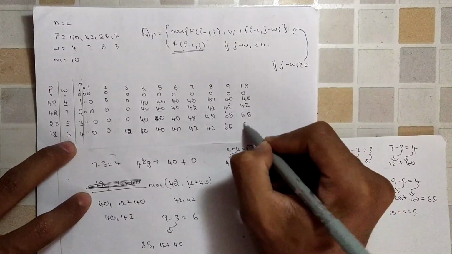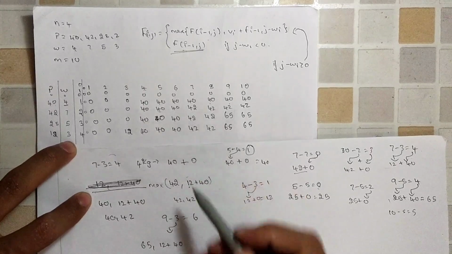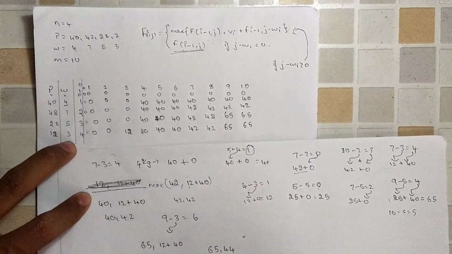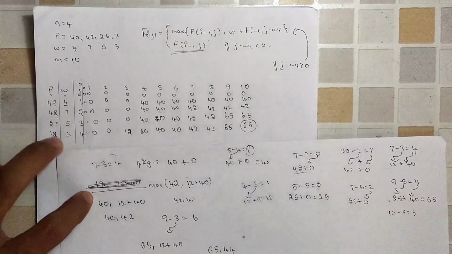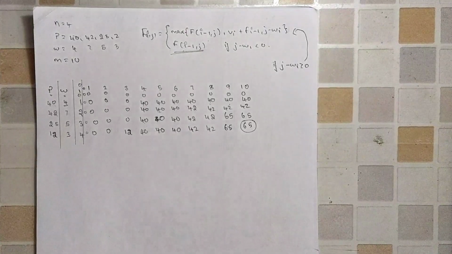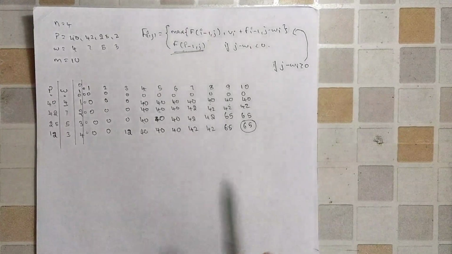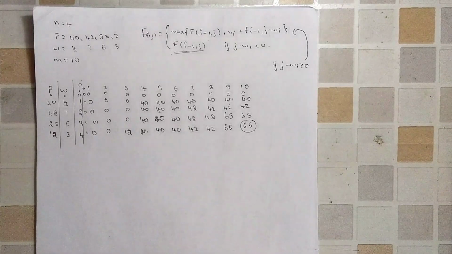Similarly here also it will be 65. For this you will have max of 65 comma 54. Why? Because here 42 is there, right? So it will be 12 plus 42, so 54, and 65 is greater. So at the end what you get is your 65 as your most profitable subset. So that's it. If you add the profits and see which is giving 65, that is your subset. This problem is very simple.